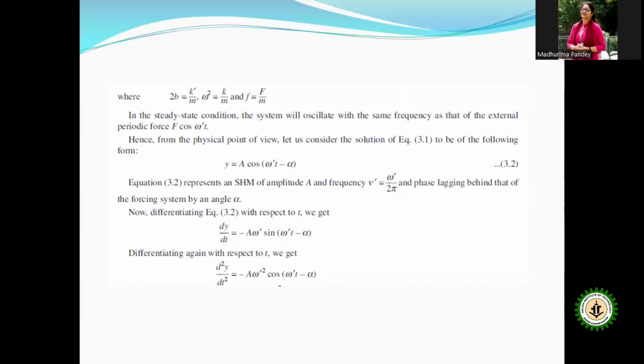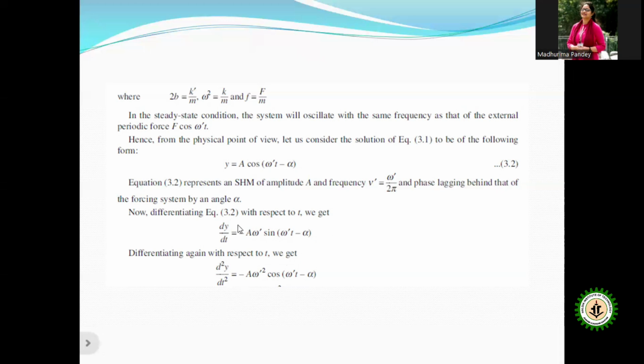First we consider the steady state conditions. Now we take the first order derivative dy/dt. When you take the first order derivative, the cosine term goes to sine and there should be a minus sign here. And then we again take the derivative of dy/dt, differentiating again with respect to t. Then we get d2y/dt2. So this is all basic differentiation.